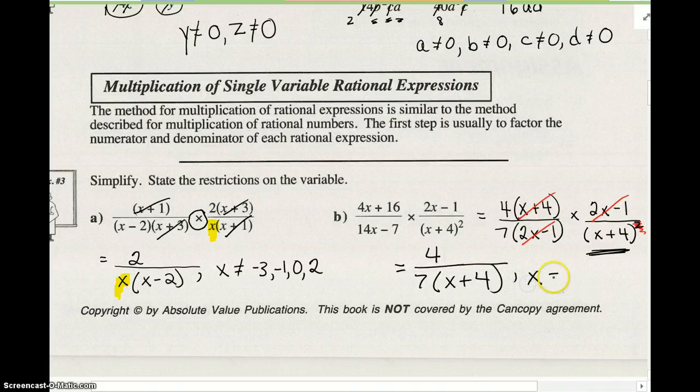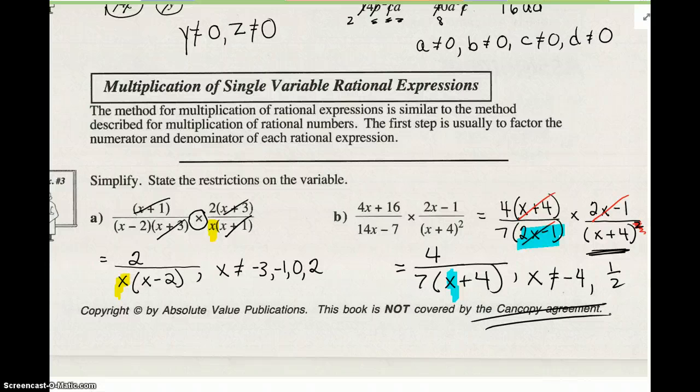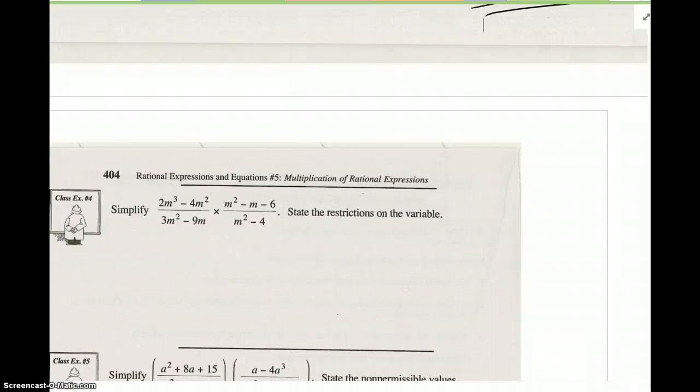Restrictions, x cannot equal. Now I look through the entire denominator right from the beginning, and I find that x cannot equal negative 4 and cannot equal 1/2. The negative 4 comes from here, and the 1/2 comes from here. All right, that is pretty straightforward. Let's turn the page, and actually today we only have just a couple little things to do. So if we move on, we will find a few more simplification kind of questions.